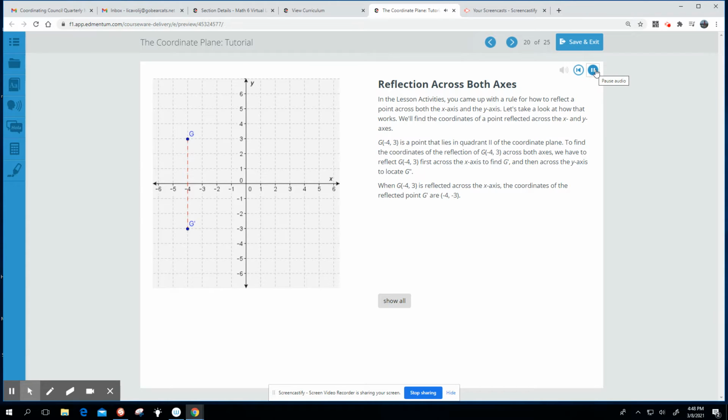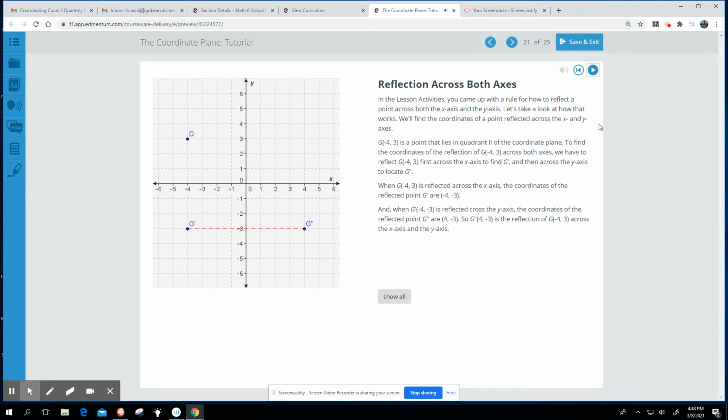When G(-4, 3) is reflected across the x-axis, the coordinates of the reflected point G prime are (-4, -3). And when G prime (-4, -3) is reflected across the y-axis, the coordinates of the reflected point G double prime are (4, -3). So G double prime (4, -3) is the reflection of G(-4, 3) across the x-axis and the y-axis.